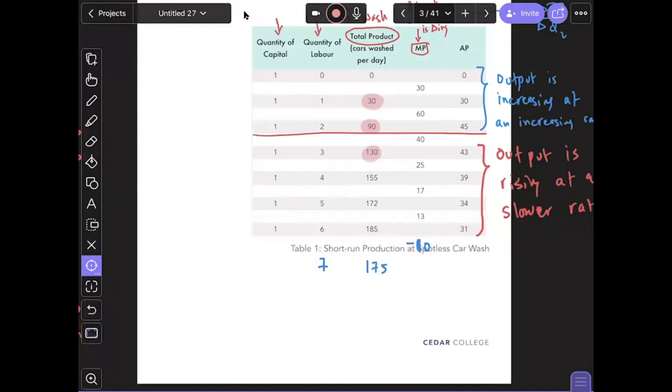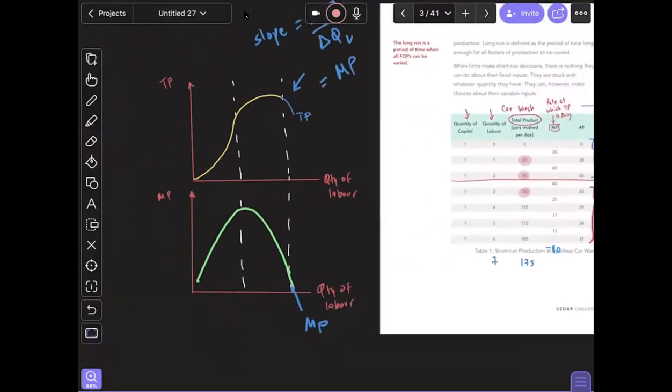Why can MP be negative? You're bringing in a guy and you're saying that MP is negative, which means something has happened. So we'll talk about that in a minute. But when MP goes negative, we could see TP fall. Okay, so that's what we want to see.